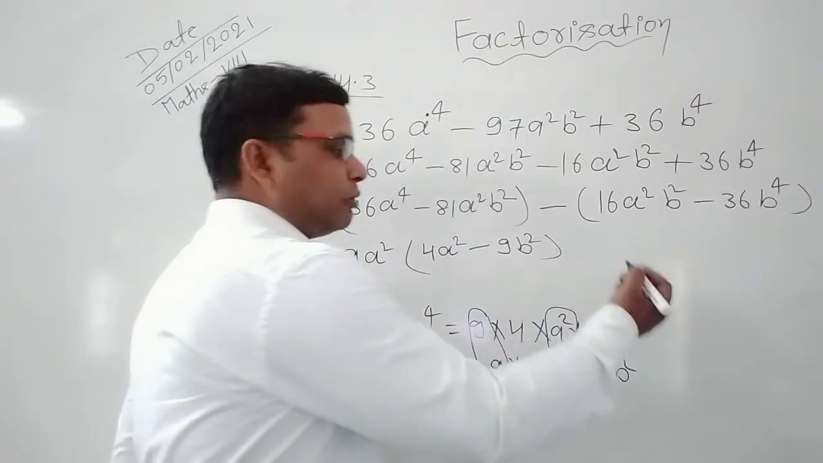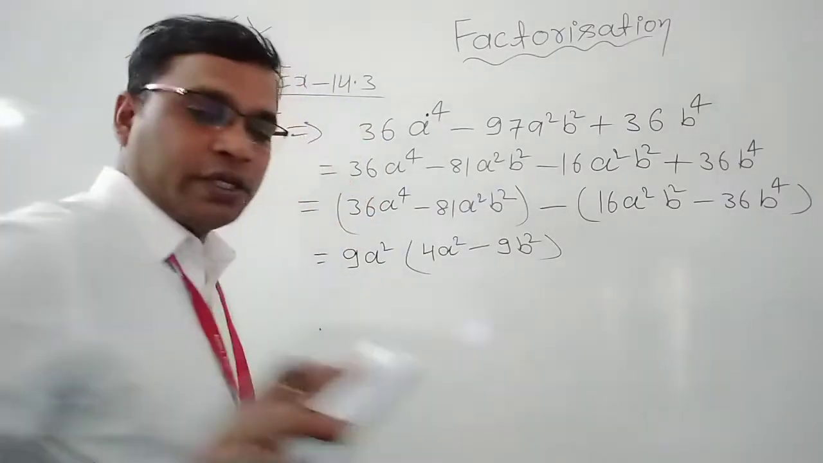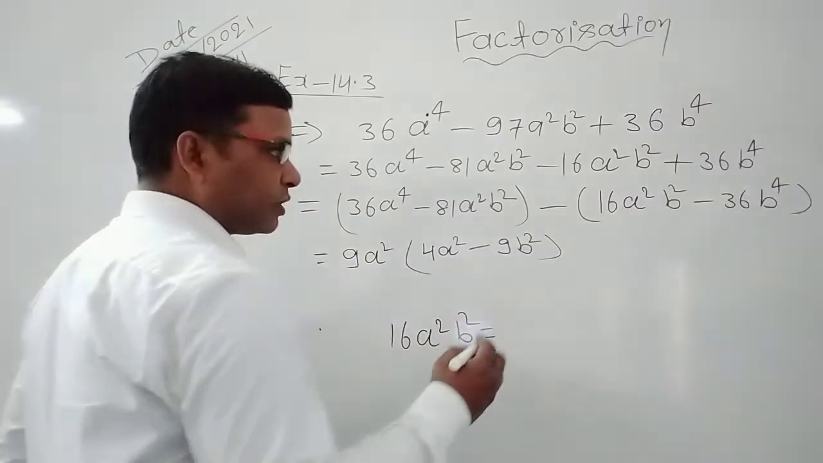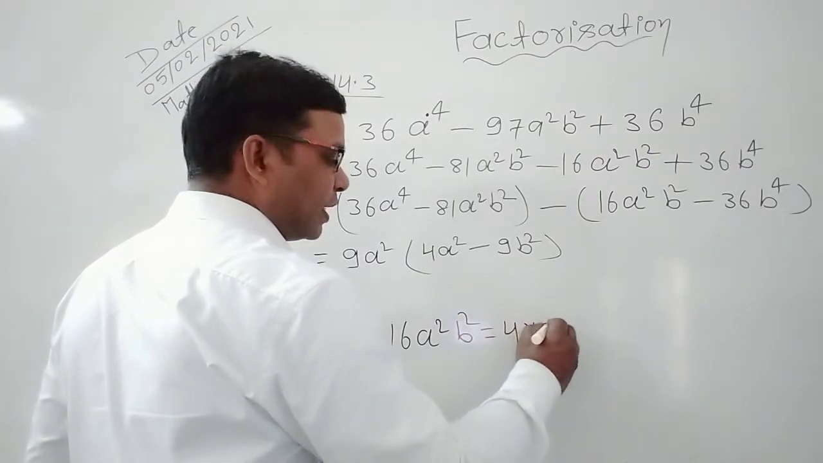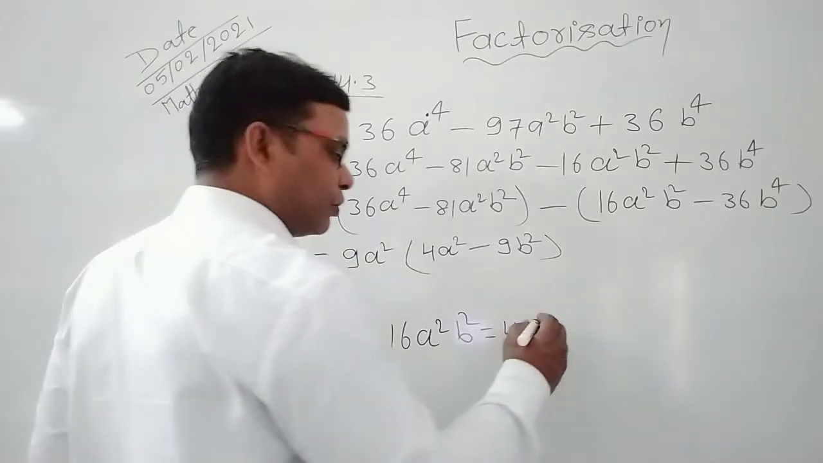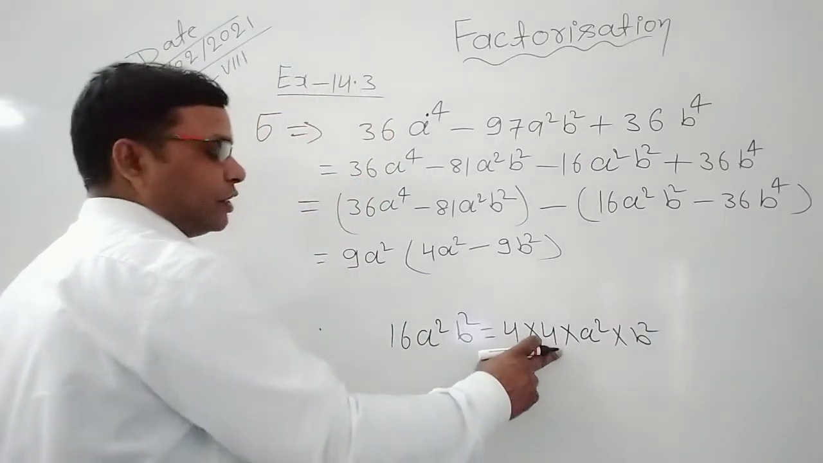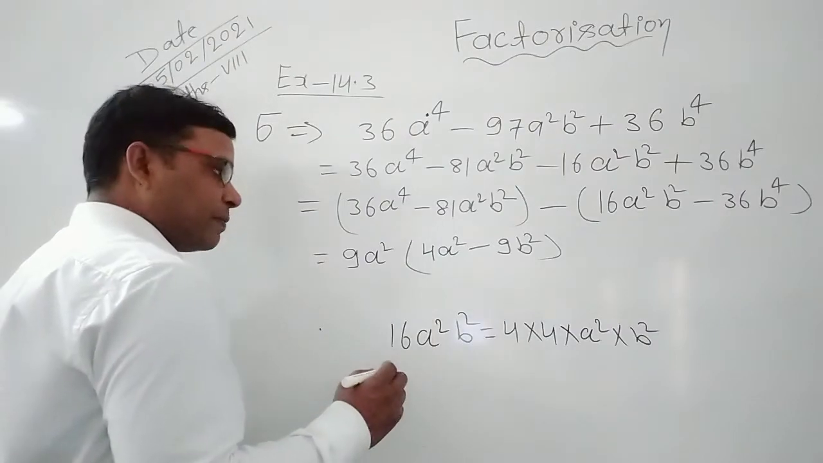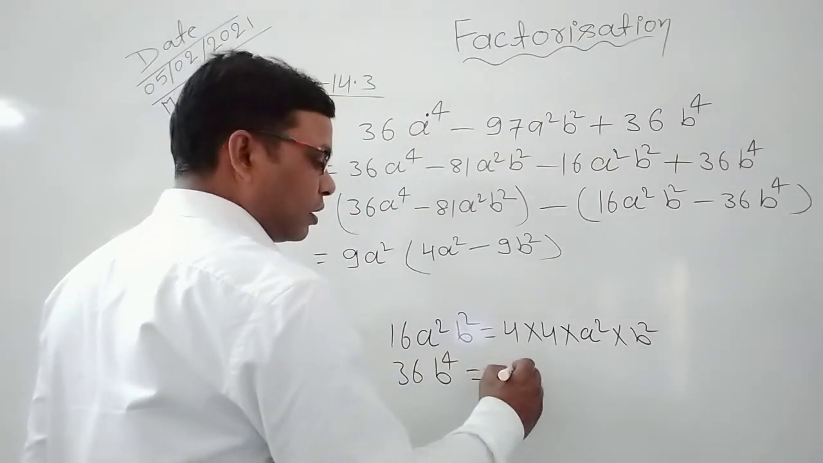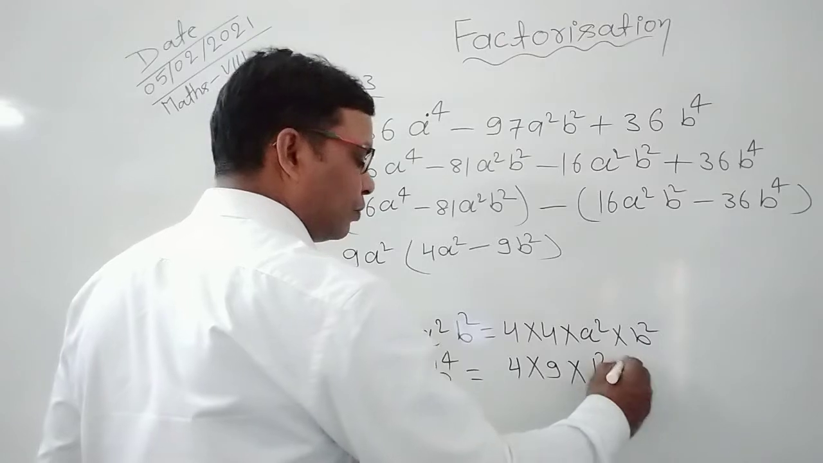After this, in the second group, what comes? In the second group you can write 16a²b². You can express 16 like this: 4 into 4 is 16, so 16a²b² is 4 into 4 into a² into b². Now the fourth term, 36b⁴, you can write as 4 into 9, 36 into b² into b².